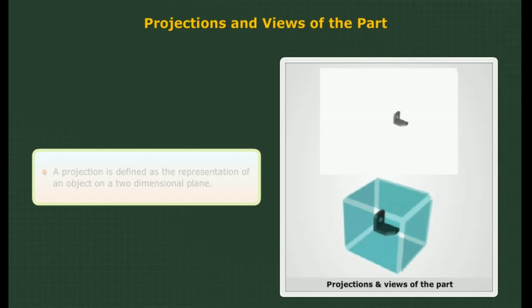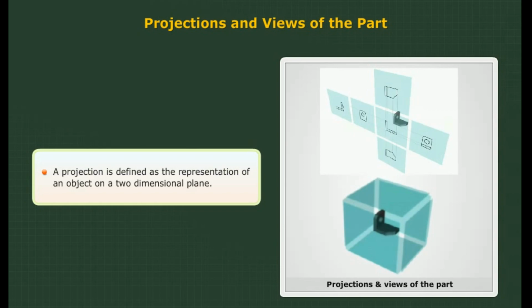Projection and views of the part. A projection is defined as the representation of an object on a two-dimensional plane. An object can have an infinite number of views. The principal six views of an object are produced by the six mutually perpendicular planes of projection.